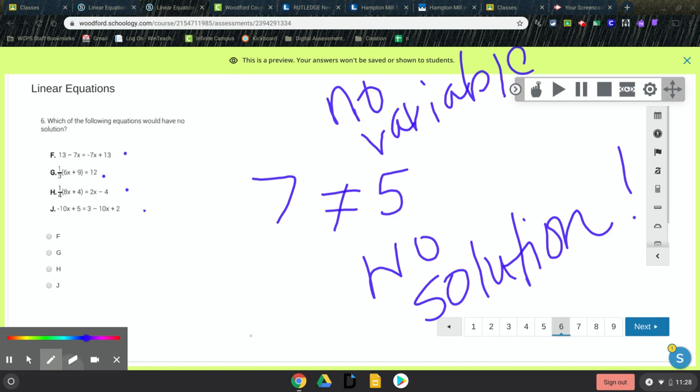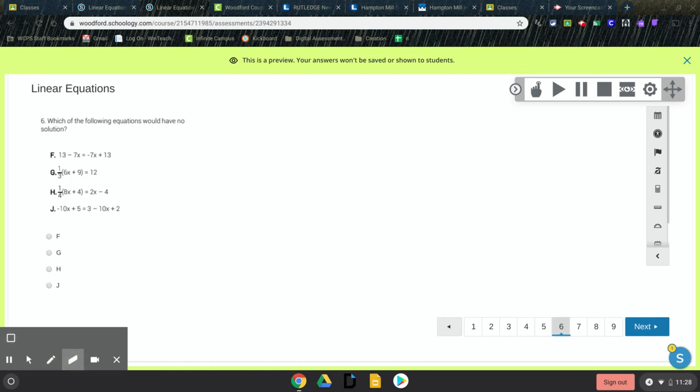Essentially, what that's saying is there is no value that you can plug into your variable to make that statement true.